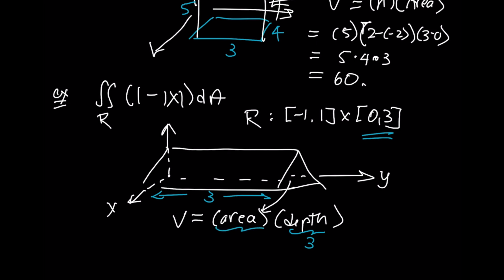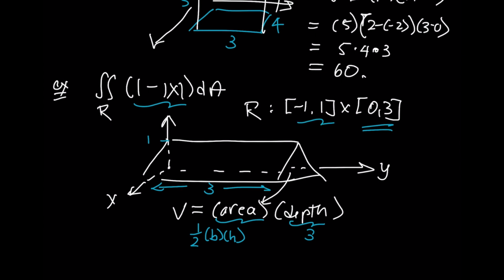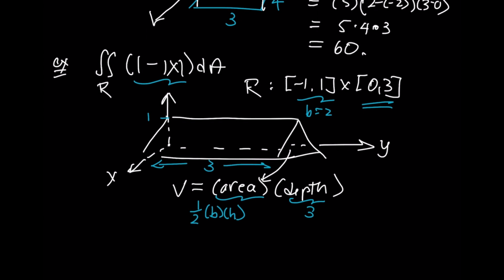The area of any triangular face is 1/2 the base times the height. For this function right here, it has to have a height of 1. The base is just going to be equal to 2, the difference in those two values. So the volume in this particular case is going to be 1/2 times 2 times 1 times 3, which just ends up giving us 3. So in these simple cases when we can use geometric arguments, double integrals are easy to calculate.